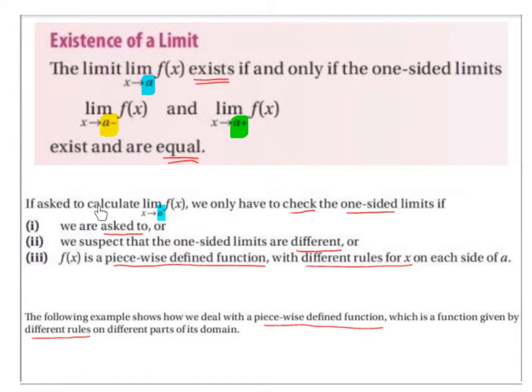If asked to calculate the limit of f(x) as x approaches a, we only have to check the one-sided limits if we are asked to, or we suspect that the one-sided limits are different, or f(x) is a piecewise defined function with different rules for x on each side of a. The following example shows how we deal with a piecewise defined function, which is a function given by different rules on different parts of its domain.